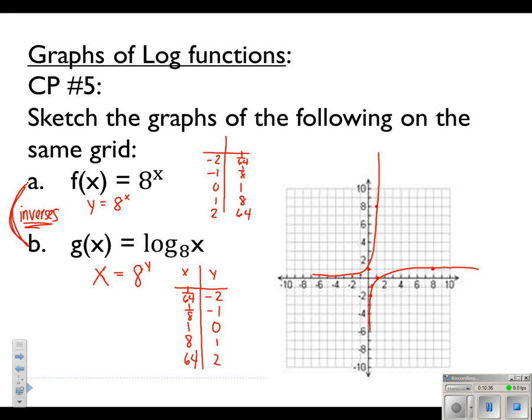So when you look at them, you can see that they are a reflection of each other. Okay, they are inverse functions of each other. The other thing that our textbook points out to us is their line of reflection is the line y equals x. Okay, that diagonal line that goes through here is their line of reflection.